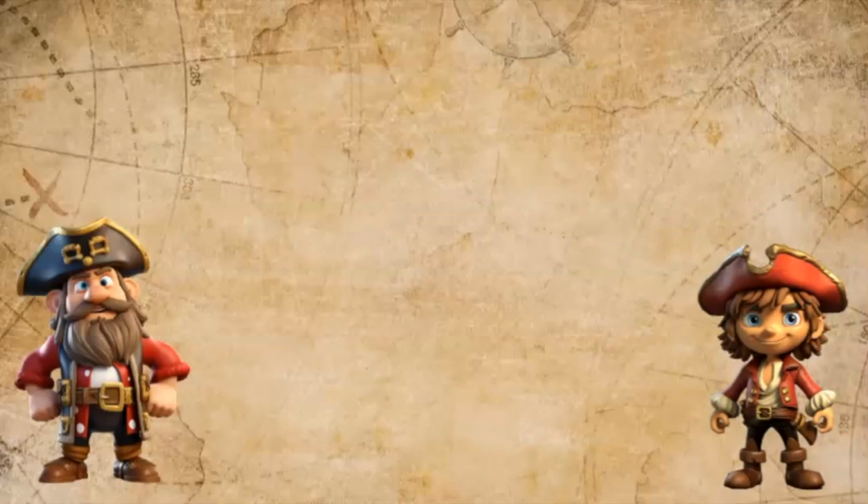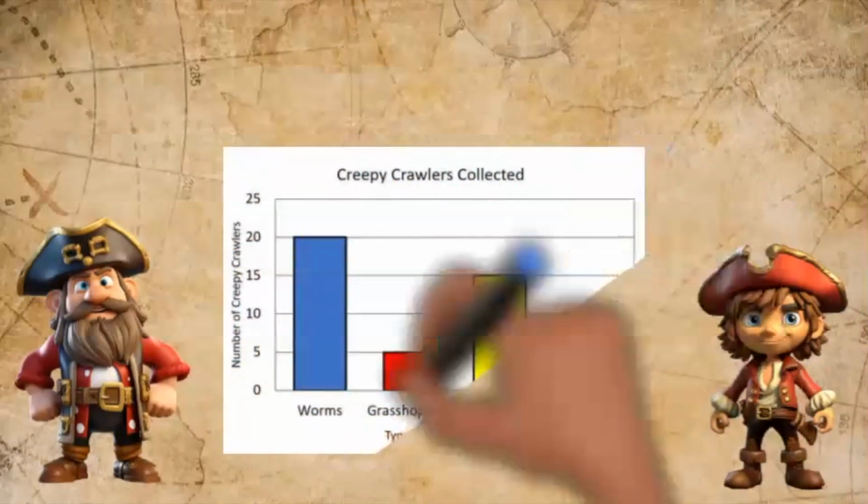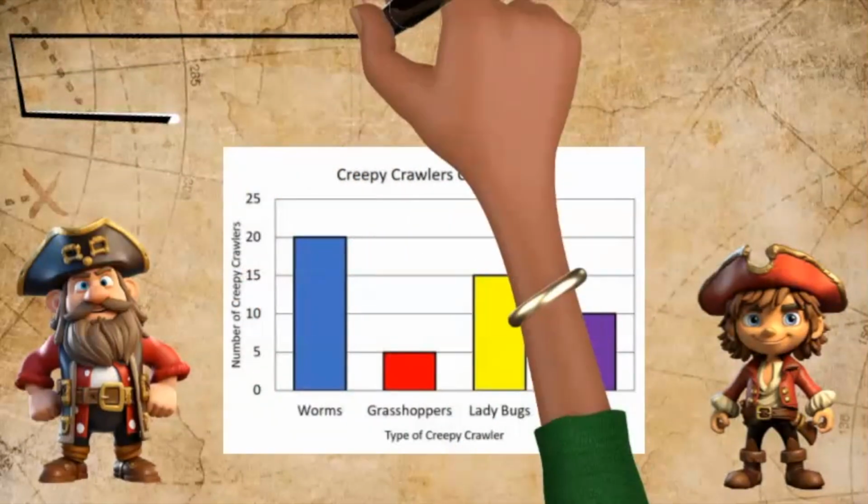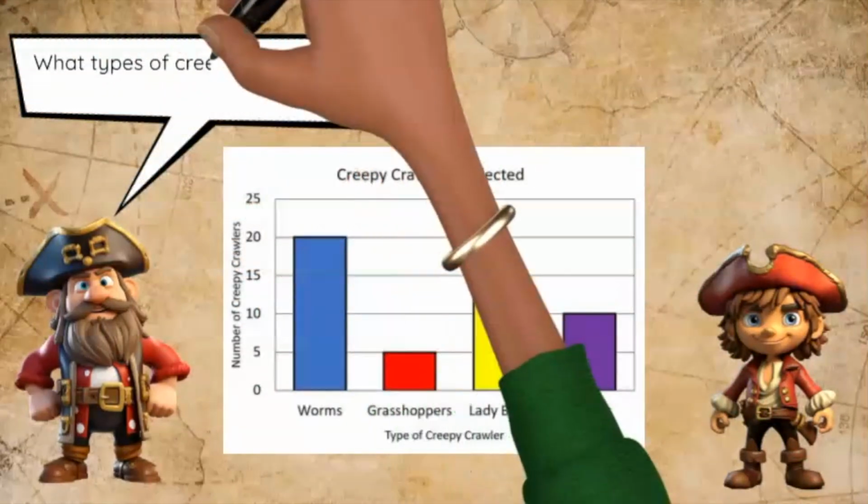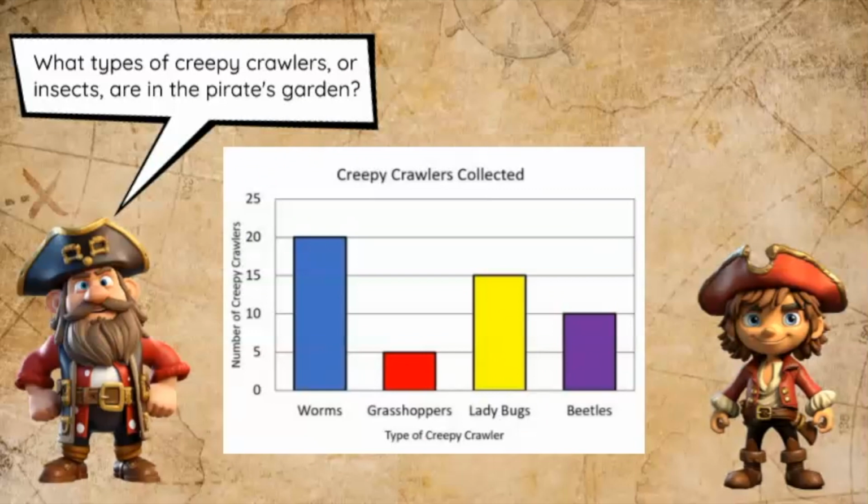Let's start by looking at this bar graph. The statistical question that was asked to generate this data was, what types of creepy crawlers, or insects, are in the pirate's garden? We surveyed the whole garden and found 4 different types of creepy crawlers. We counted how many of each and then created this bar graph to represent our data.